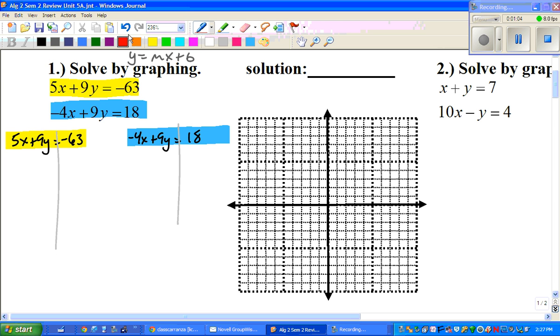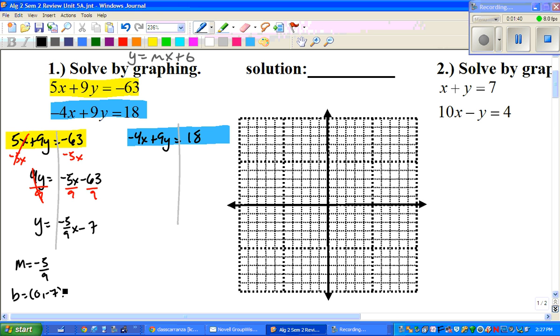So, to graph them, we need to get the y by itself, so I'm going to subtract the 5x from both sides. We get 9y equals negative 5x minus 63. Divide everything by 9, and we get y equals negative 5 over 9x minus 7. Okay? So we need to note that the slope is negative 5 over 9, and our y-intercept is 0, negative 7. So I'm actually going to graph that first.